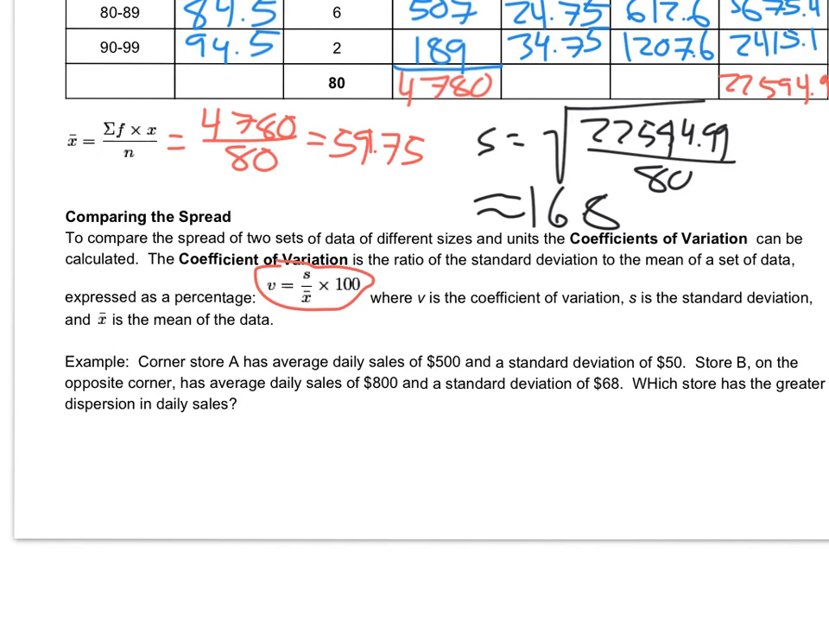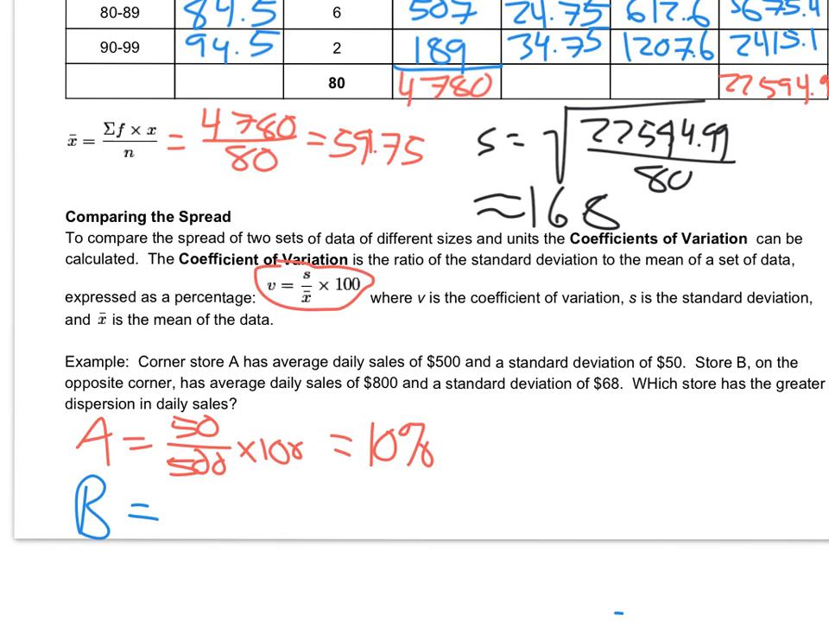Okay, so for example 1 here, we're going to compare the variation of two stores to see which one has the greater dispersion or greater variability, okay, amongst these two stores. So in store A, the standard deviation is 50, the mean was 500, and we're going to multiply that by 100, which gives us 10%. For store B, the standard deviation was 68, the mean was 800, and we're going to multiply that by 100.